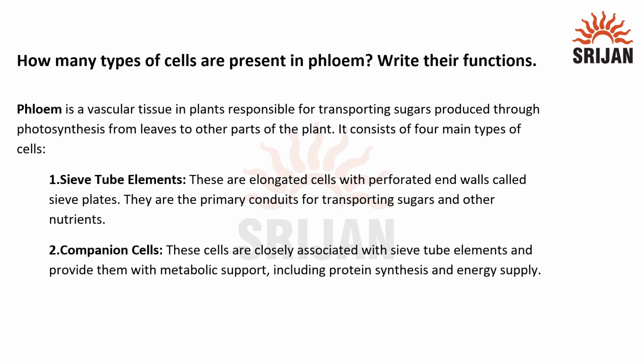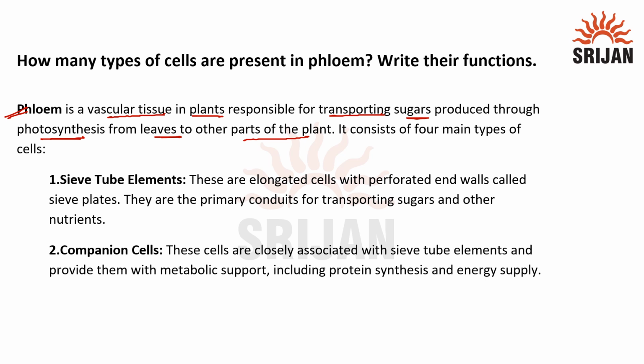The question is, how many types of cells are present in phloem? Write their function. So what we know about phloem is that it is the conducting tissue which is going to conduct food across the parts of the plant. So phloem is a vascular tissue in plants which is responsible for transporting sugar, that is the food, which is produced by photosynthesis in leaves, and from these leaves it is going to take it to the other parts of the plant. Now talking about the types of cells which make up the phloem.